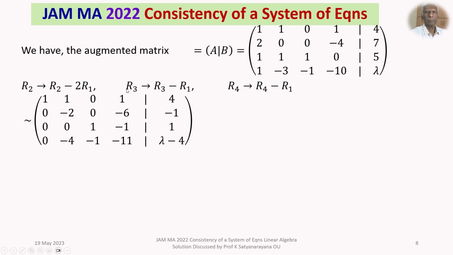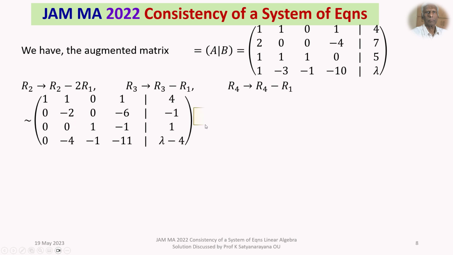So, also do for the third row, R3 is R3 minus R1, R4 is R4 minus R1. We get like this. Agreed. Now, the next one is this 2-2 position. This one and this one. So, this position, that is 4-2 position, we want to make it 0. And anyway, 3-2 position is 0.